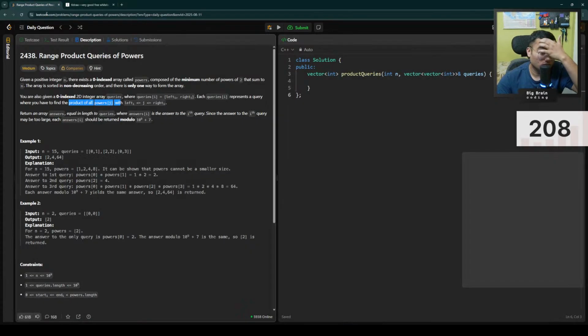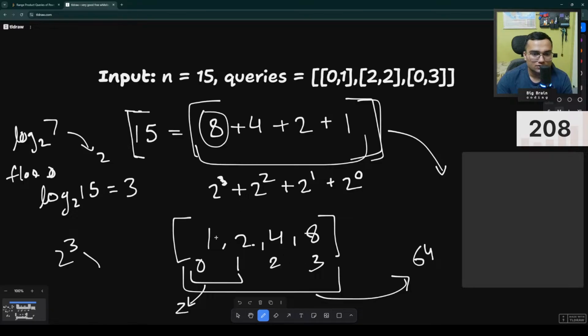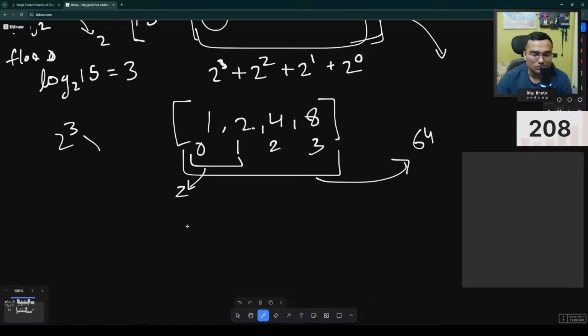Now the question is the product of these things, right? I can take prefix product, but that will be very long because this is very big and this is also very big. So that doesn't make sense, right? And since these are all powers of 2, instead of storing this array, can I store 0, 1, 2, and 3? Because 2 to the power of 0 is 1, 2 to the power of 1 is 2, 2 to the power of 2 is 4, 2 to the power of 3 is 8.